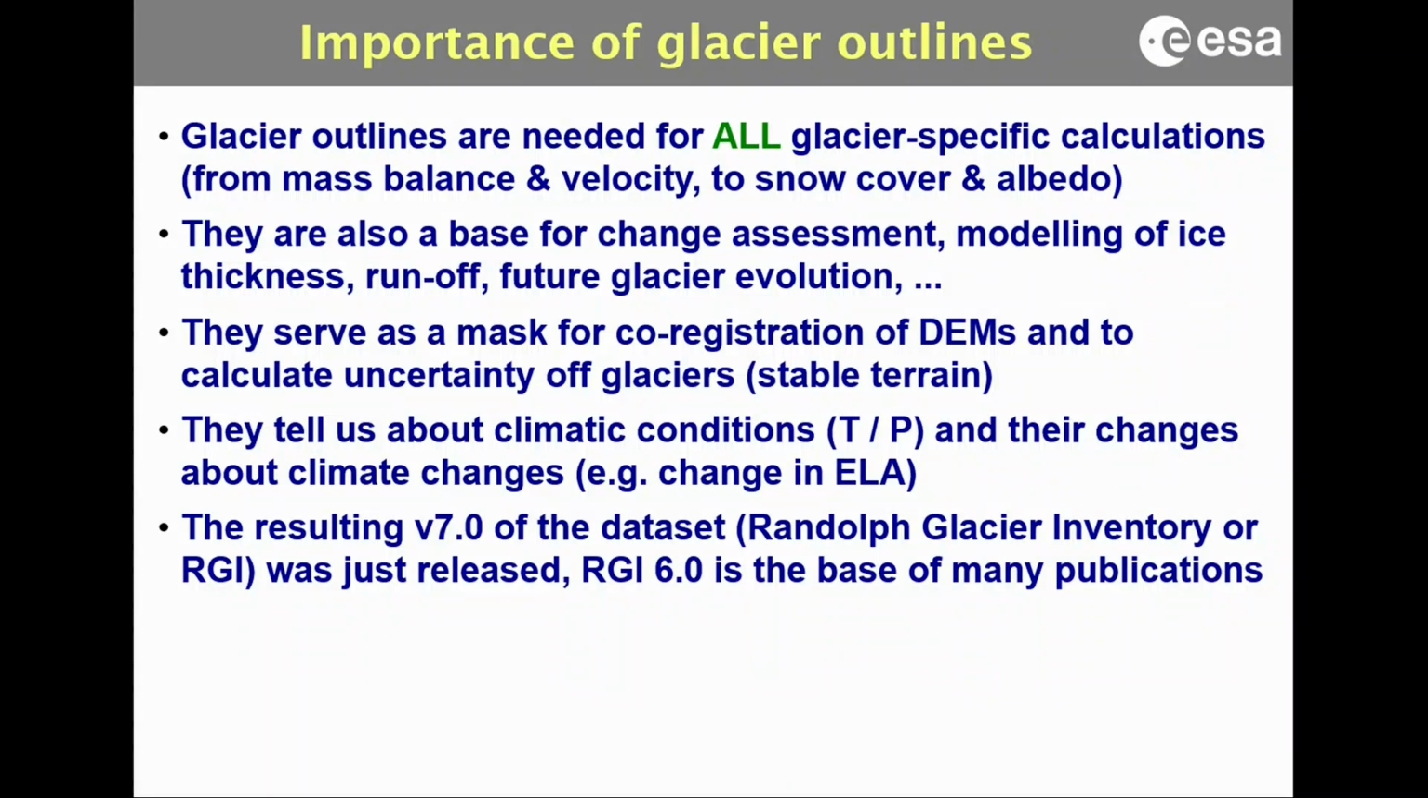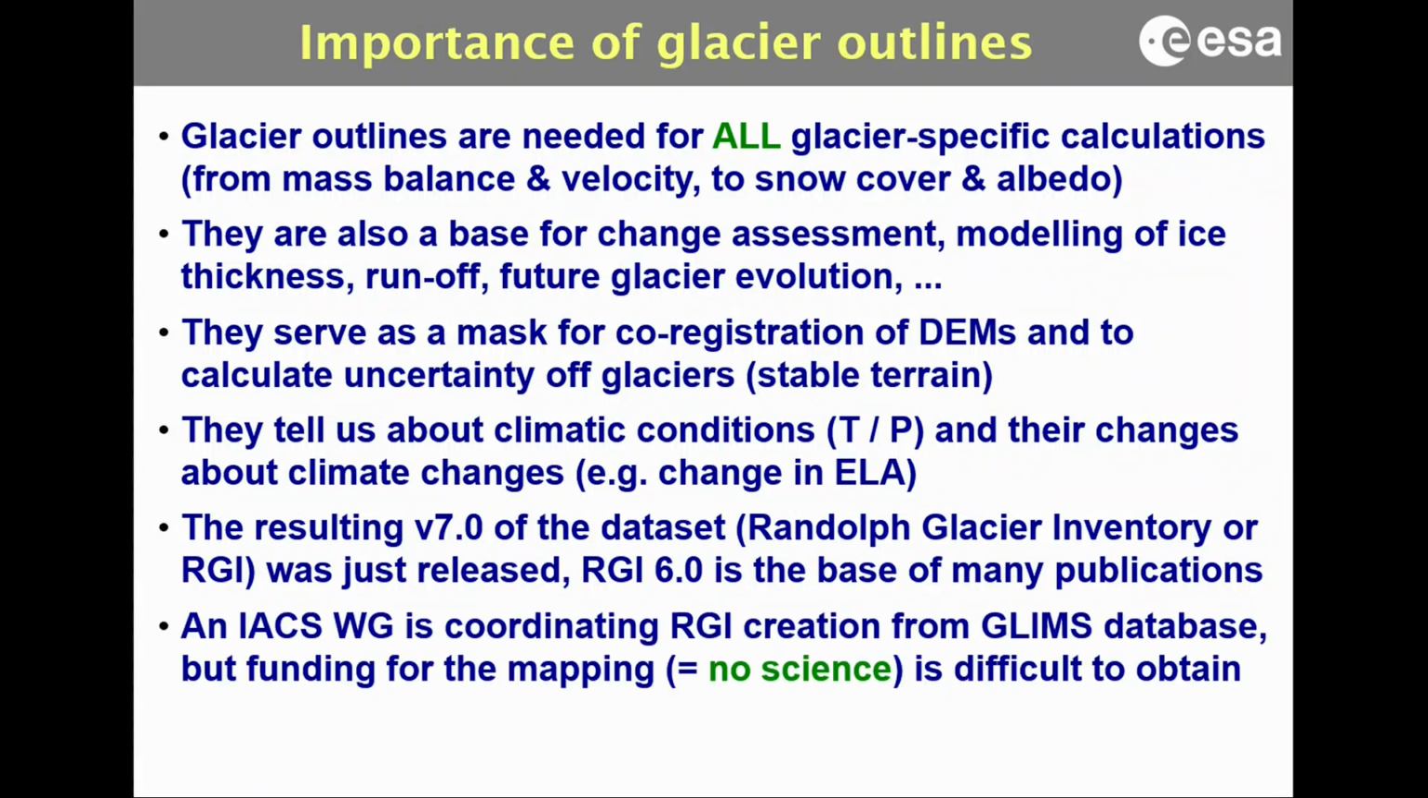And the data set that has been created for the community was for a long time the so-called Randolph Glacier Inventory, or RGI version 6, which has been published, I think, in 2017. And since 2023, so last year, we have the latest version of this global inventory, which is now much more precise in many, many regions. So there's a large community behind it, getting the data better and better in time.